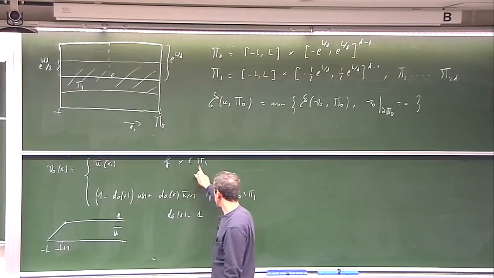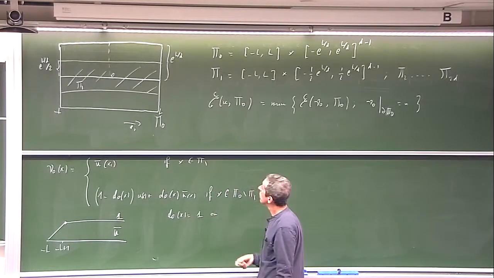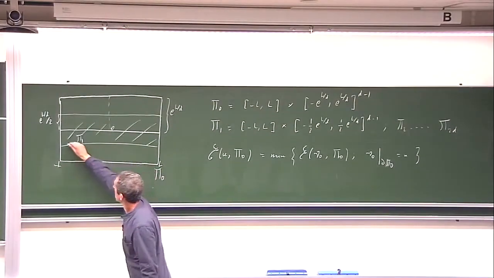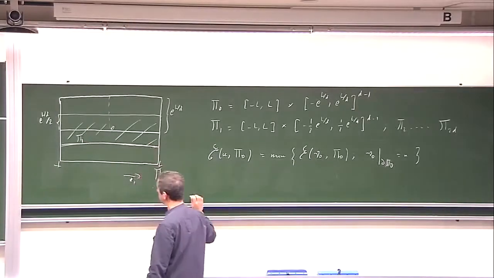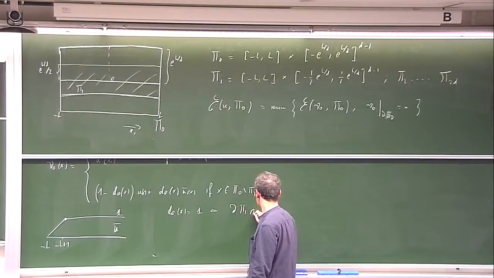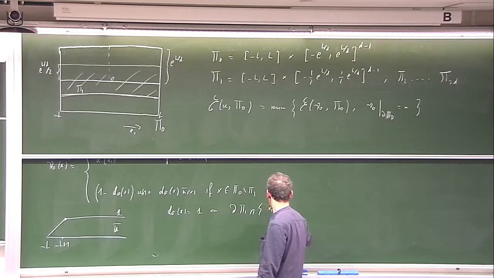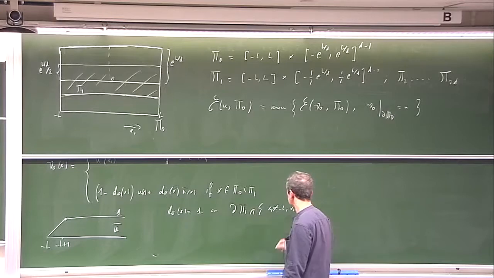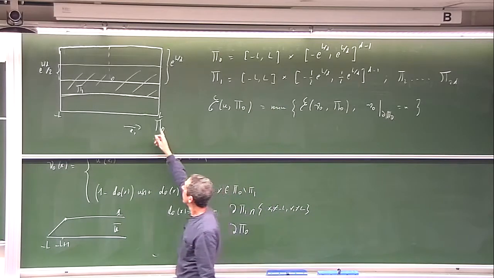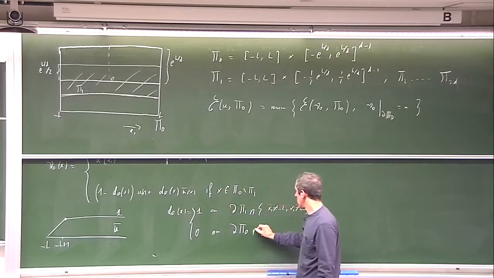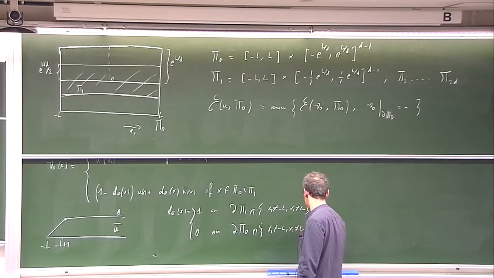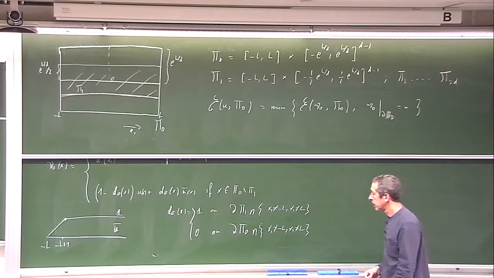It should be 1 on the boundary of pi 1, on this part. So on the set of the boundary of pi 1 intersected with the set where x1 is different from minus l and x1 is different from l. And it should be 0 on the part of the boundary of pi 0, which is down there, and the other one up there. So also on the boundary of pi 0, but the part of it where x1 is different from plus and minus l. Okay. And then you take something linear in between.